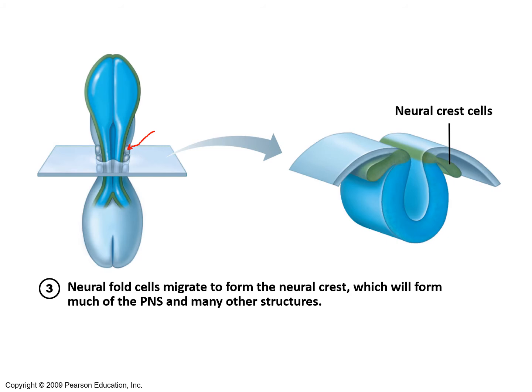So they can leave that area, wander around into the skin, for instance, and they give rise to melanocytes throughout the skin. They also wander into what will become the face, and these cells give rise to the bones of the face and other structures of the face. These cells also wander off and give rise to the peripheral nervous system. So that consists of the nerves that will connect to the central nervous system.